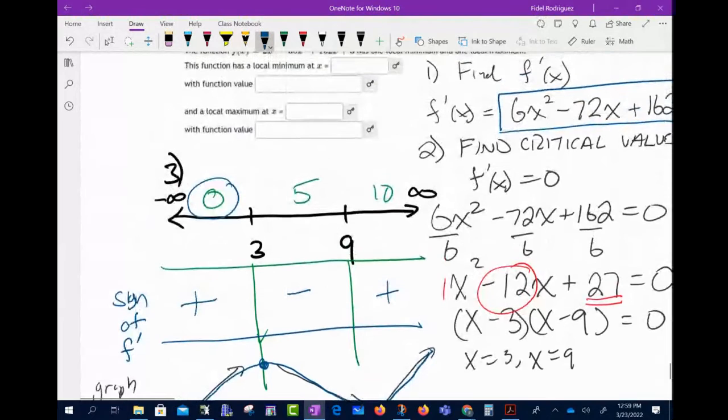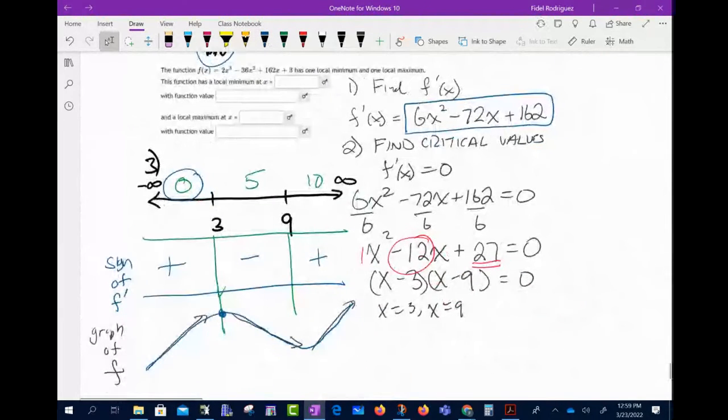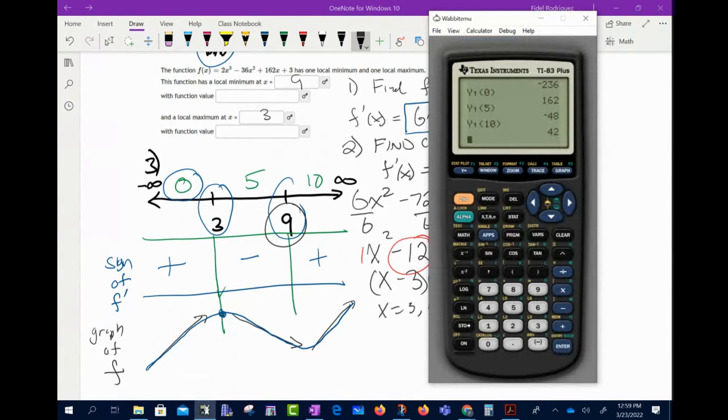So what is the x value when we have our max? At 3, right? Not the test number, y'all, but these numbers here. Okay, so we're going to have a maximum at 3, and we're going to have a minimum at what value? At 9, right? Because it's kind of like the bottom of the hill. Okay, so y'all, now what I need to do is find the function values at those x values.